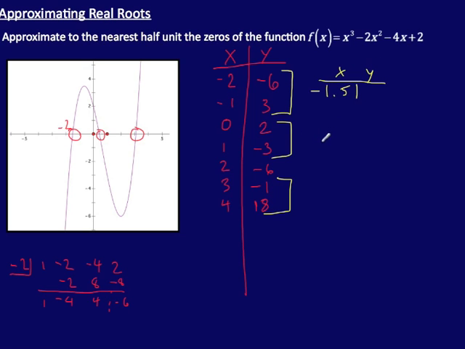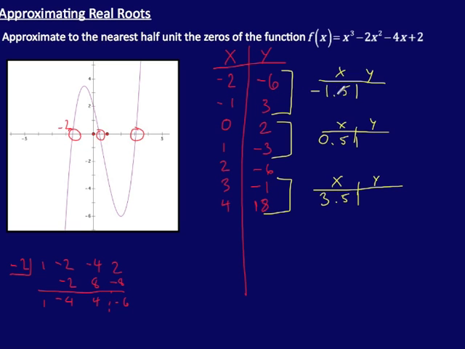Since we're checking to the half unit, let's check what -1.5 yields, x and y. Let's check 0.5, because that's halfway between 0 and 1. And let's also check halfway between 3 and 4, 3.5. What I'm now looking for is numbers that are closest to 0, because it means that I've gotten closer to the x-axis than I have with either of these two numbers.